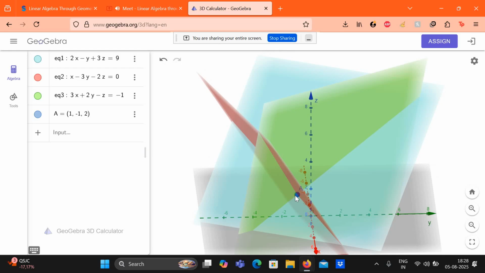So the intersection of two planes is a line. The intersection of three planes is a point. And what about the intersection of hyperplanes? Would it be a point or would it be? That's a good question.